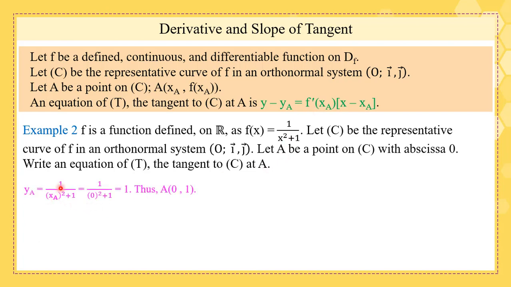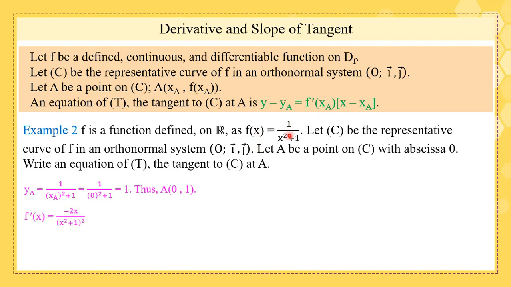Now, to find y of a, we replace x of a in the function itself. We get y of a is 1 over x of a squared plus 1, which is 1. So we can tell from here that x of a is 0 and y of a is 1. Now, we still need f prime of xa. Remember, we cannot find it automatically or directly. That's why we have first to find f prime of x using the table of derivatives.